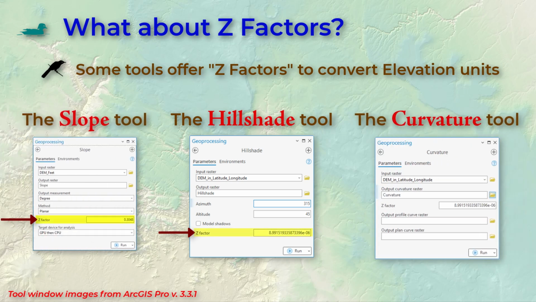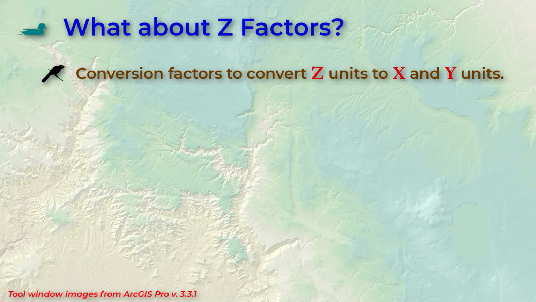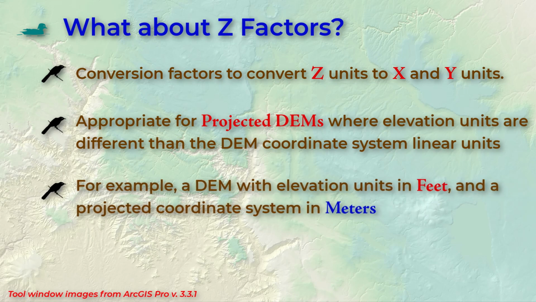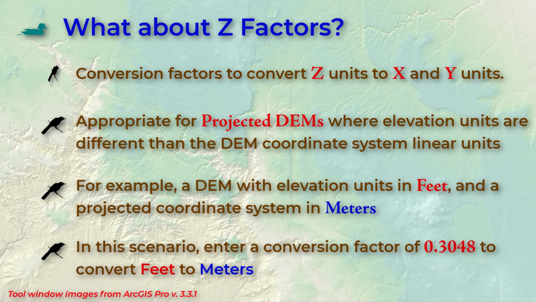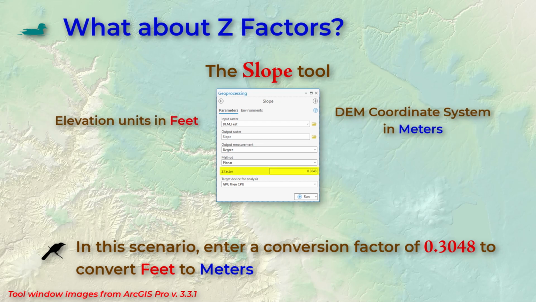Z-factors are conversion factors you enter that tell ArcGIS that the Z units are not the same as the X and Y units. Therefore, the tool needs to convert them to be the same as the X and Y units. Z-factors are intended for cases when, for example, your DEM is projected and your X and Y units might be in meters, while your Z units, or your elevation units, are in feet. In this case, it is appropriate and important that you set the correct conversion factor. In this scenario in particular, we'd enter a value of 0.3048 to convert the elevation in feet to elevation in meters, so it would be the same as the X and Y units.